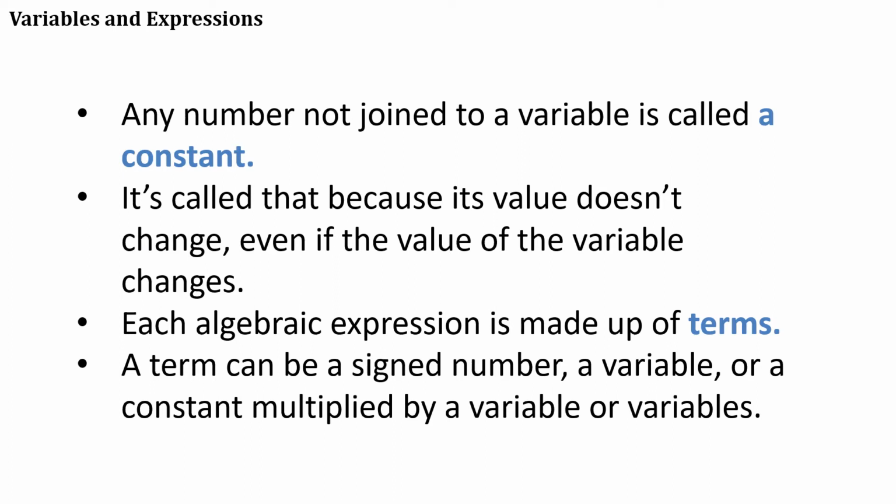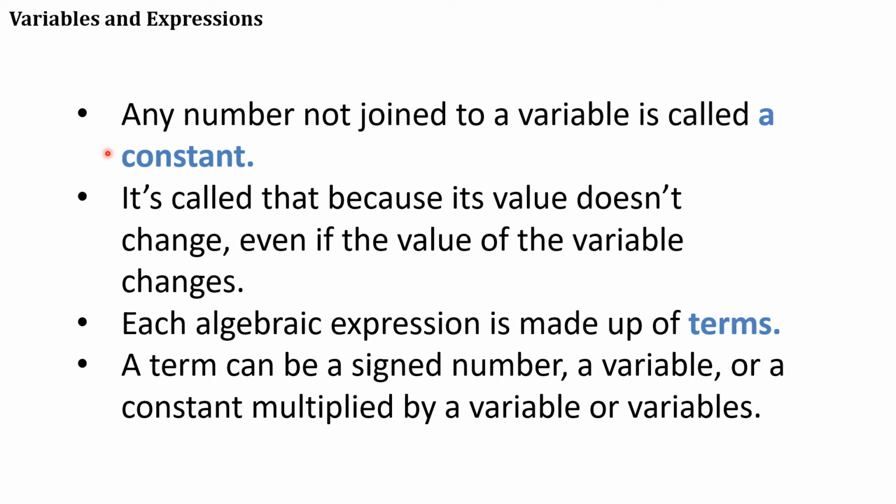Now let's define what a constant is. A constant is just a number that is not joined to a variable, and it's called that because its value never changes the value of that variable. Each algebraic expression is made up of terms, and those terms are just a sign and a number. It can be a variable, or a constant multiplied by a variable or variables, and terms are typically separated by an addition or subtraction.